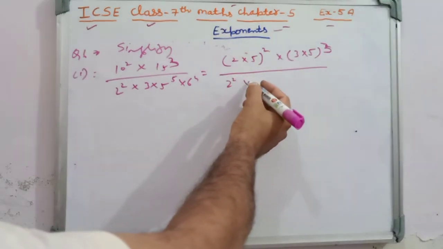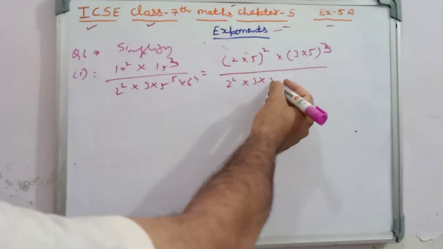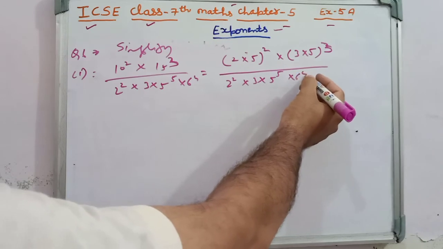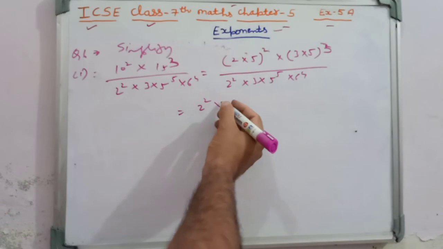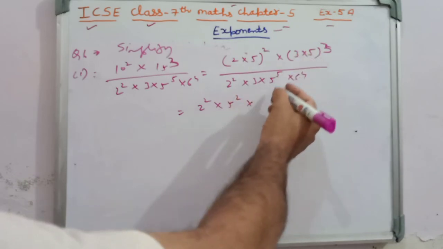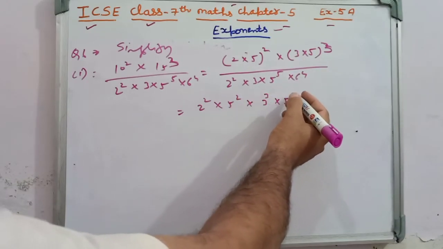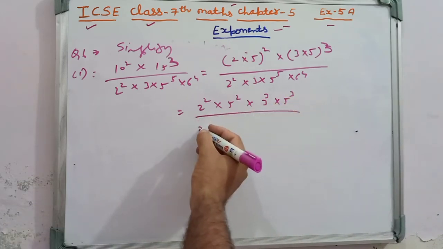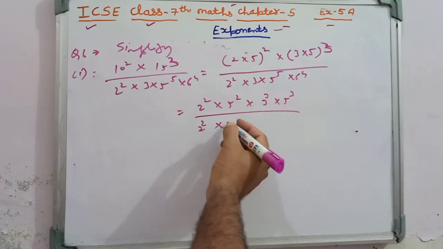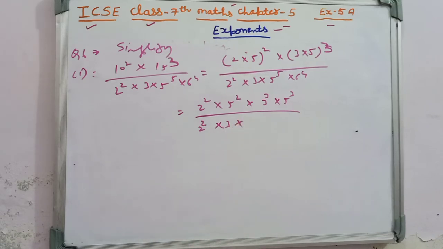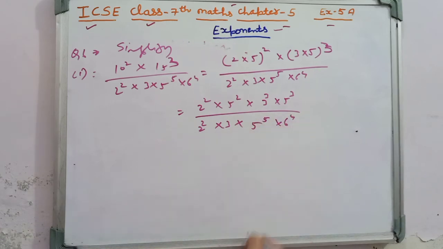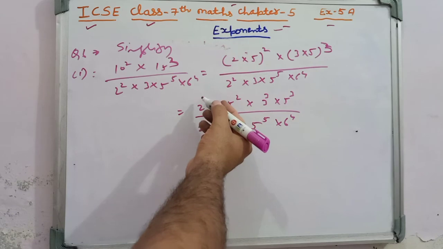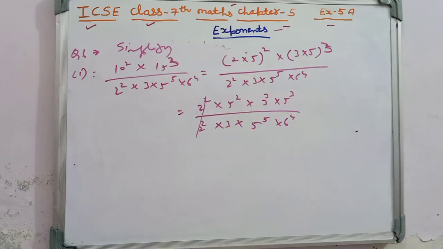Now 2 raised to power 2, 3, 5 raised to power 5 multiplied by 6 raised to power 4. So we can write it as 2 raised to power 2 multiplied by 5 raised to power 2, 3 raised to power 3 multiplied by 5 raised to power 3, over 2 raised to power 2 multiplied by 3, 5 raised to power 5 multiplied by 6 raised to power 4. So this 2 raised to power 2 will cut down.